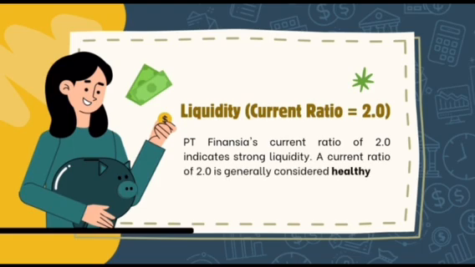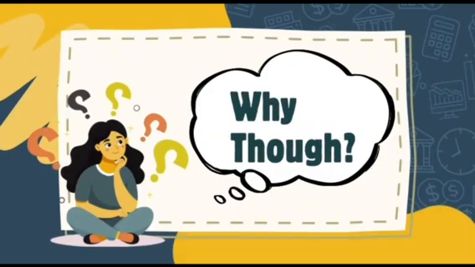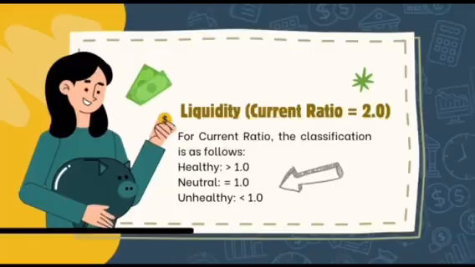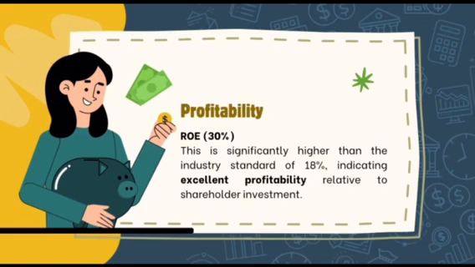Next, we're going to talk about the liquidity, the current ratio. As we know, PT Financia's current ratio is 2.0. It means 2.0 is considered healthy. Maybe you're wondering, why is it classified as healthy? For the current ratio classification below, we can see a healthy current ratio is above 1.0, neutral is 1.0, and below 1.0 is unhealthy.